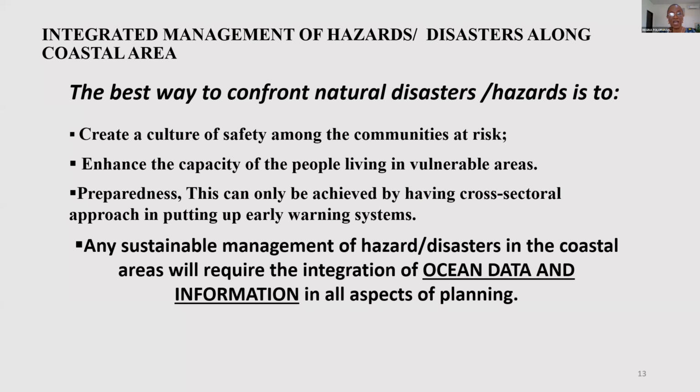So, the management of hazards and disasters along the coast. The best way to confront natural disasters is to create a culture of safety among the communities at risk, and the communities depend on the scientists in the region to give them answers to this. Enhance the capacity of the people living in vulnerable areas. Then preparedness, that is, having a cross-sectoral approach in putting up early warning systems, is one of the issues we are also dabbling with. And any sustainable management of hazards and disasters in the coastal area will require the integration of ocean data and information in all aspects of planning.